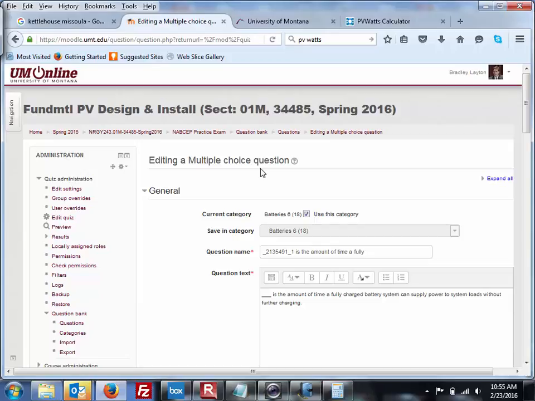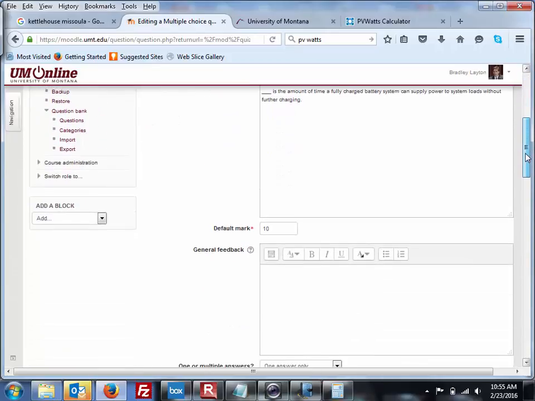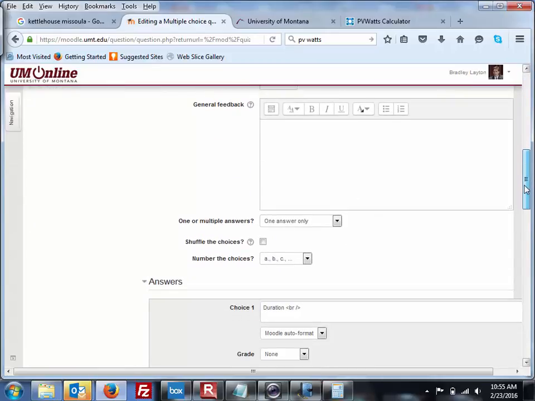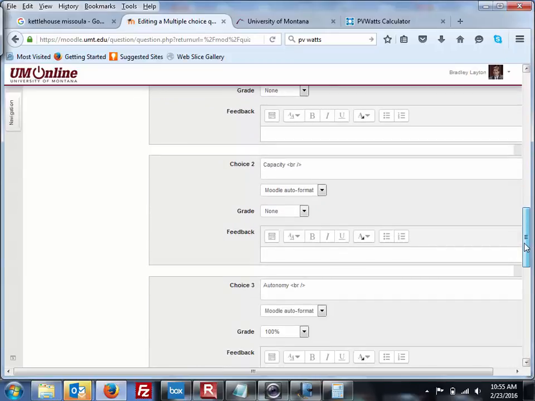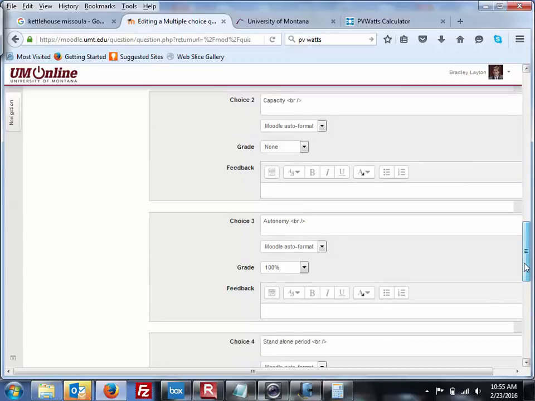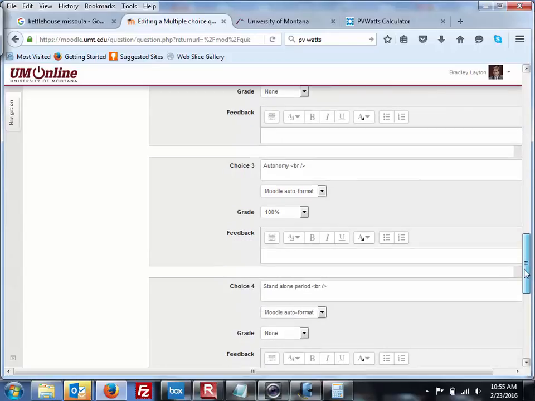Okay, how about this one? Blank is the amount of time a fully charged battery system can supply power to system loads without further charging. Is this multiple choice? Yeah, I'm almost positive this is multiple choice. Let's just kind of cruise down here. Duration, capacity, autonomy, and standalone period.